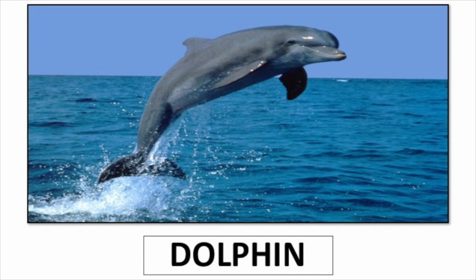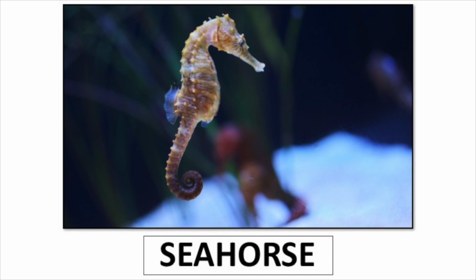Next one. Dolphin. Yes. Now we've met the dolphin already. Where does the dolphin live? In water or in the sea. So that means it's a sea animal. Can the dolphin live on land? No. What would happen if the dolphin was on land? It would die, yes, because it's not used to living on land. It's a sea animal.